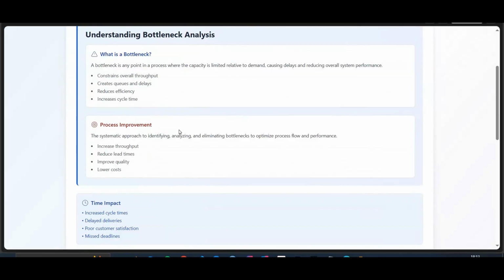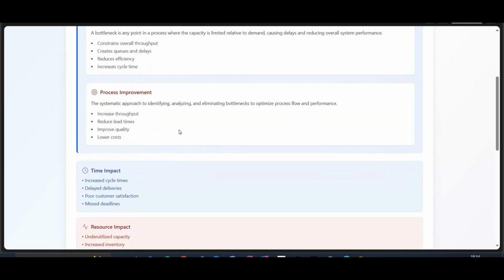So, if bottlenecks are such a problem, the natural question is how do we deal with them? That's where process improvement comes in. The idea is pretty straightforward: identify the step that's holding the system back, analyze why it's a constraint, and then remove or reduce its impact. By doing that, we can boost throughput, cut down on lead times, improve quality, and bring down costs.